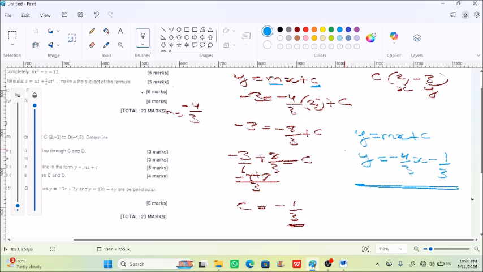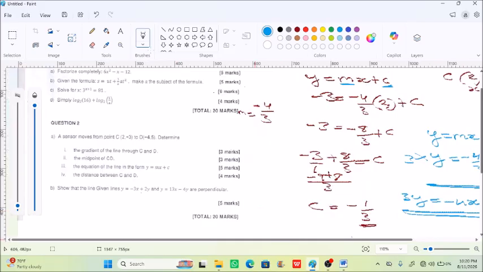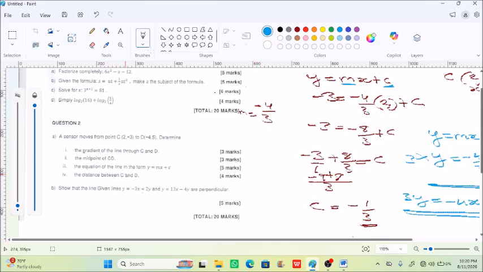Or if you want, you can multiply throughout by 3. So you're going to have 3y equals minus 4x minus 1. Even this one here becomes the equation of the line as your answer to question 3.